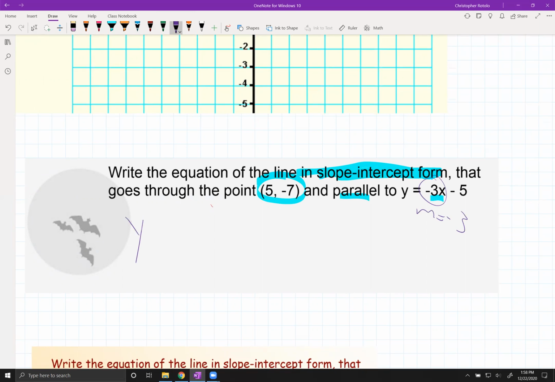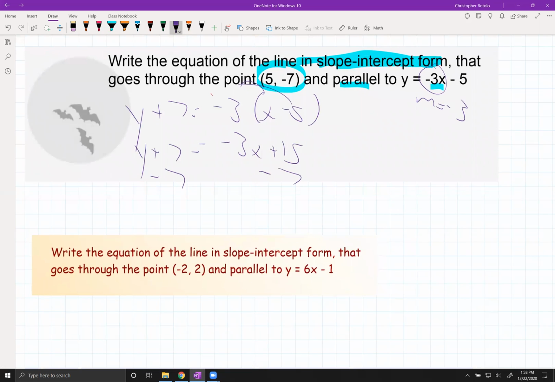So y plus 7 equals negative 3 times x minus 5. There it goes. Distribute: negative 3x plus 15 equals y plus 7. Let's get rid of that 7, because slope-intercept form is when y is all by itself. y equals negative 3x plus 8. Are they parallel? You betcha. How do you know? They both have a slope of negative 3.